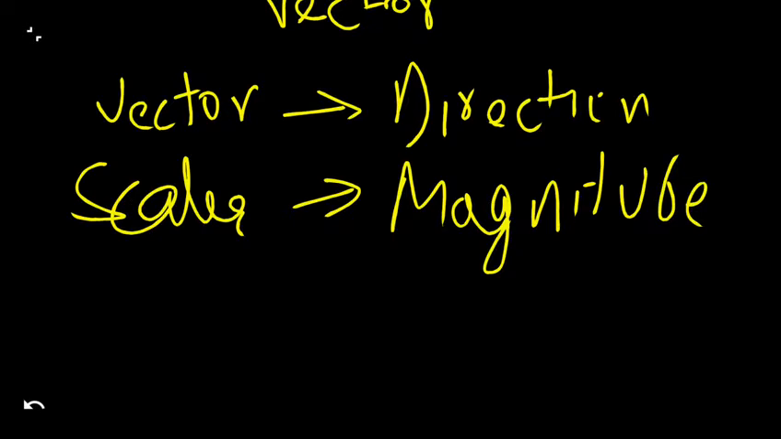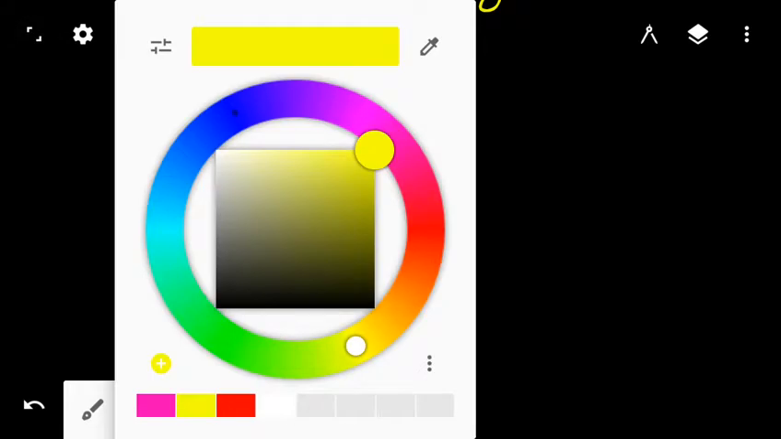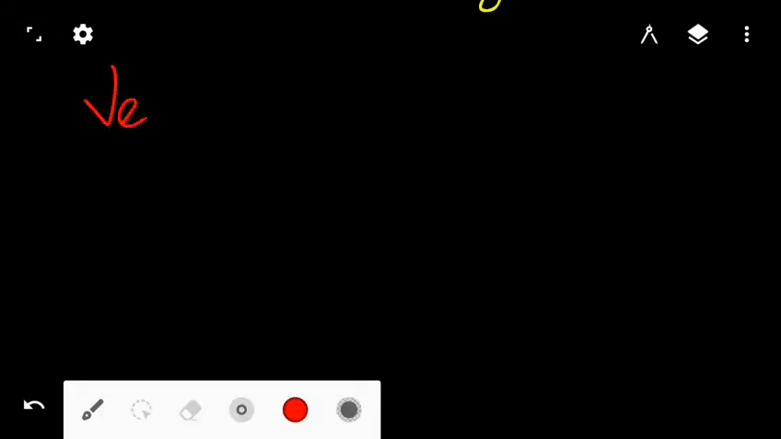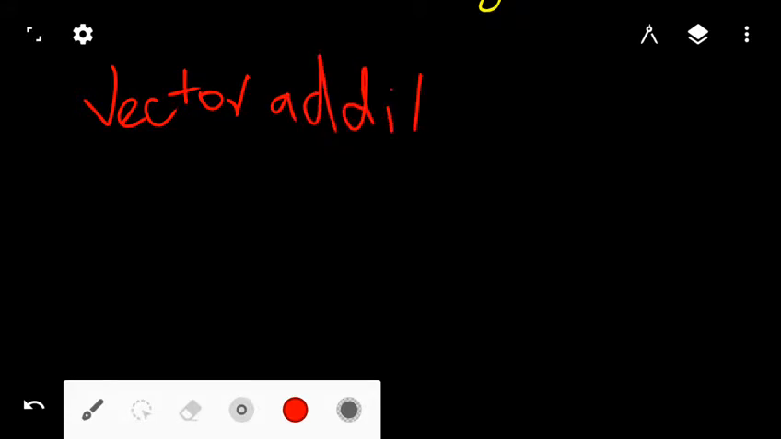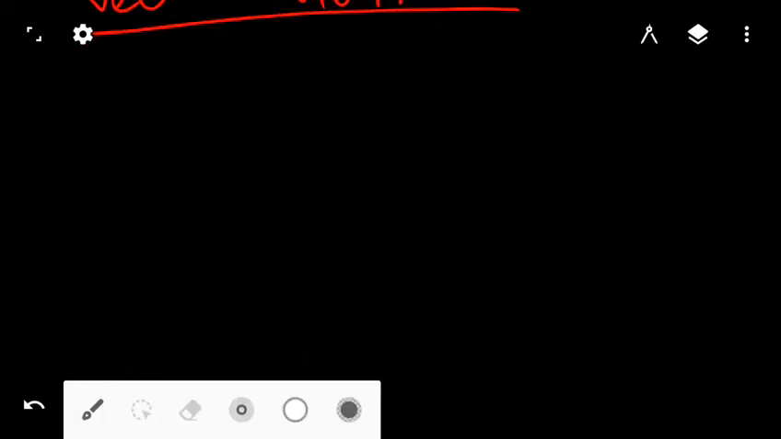Okay, so now that you know what a vector and a scalar is, we can jump into the basics of vector arithmetic. First of all, the thing that we are going to see is vector addition. Let me just write it up. Vector addition. Before we go deep into this, let me first show you how we represent a vector.